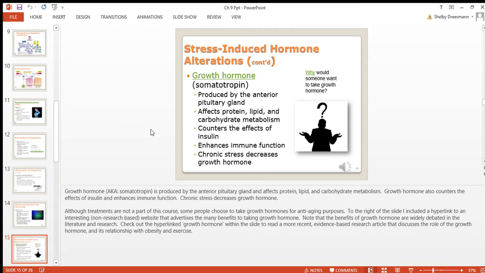So growth hormone is also called somatotropin. Anterior pituitary, affects proteins, lipids, carbohydrate metabolism, counters the effects of insulin, and enhances immune function, and chronic stress decreases growth hormone.